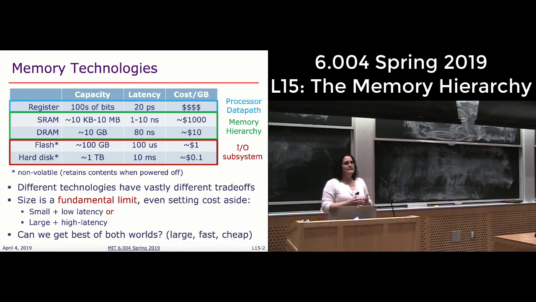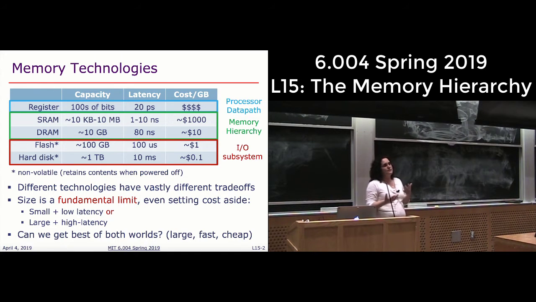If you look at this table over here, you see that as I go down the table, my latency gets worse and worse as I go to the different technologies. My capacity, however, is able to support much, much larger memory systems. And my cost goes down also as I go down this table. So what this is showing us is that the different technologies have lots of different trade-offs, and because of that, we use different technologies for different purposes.